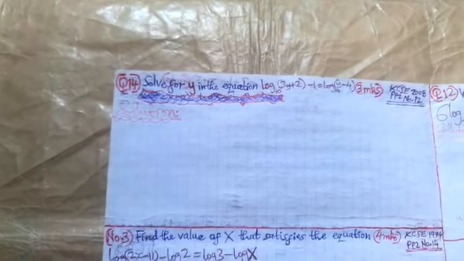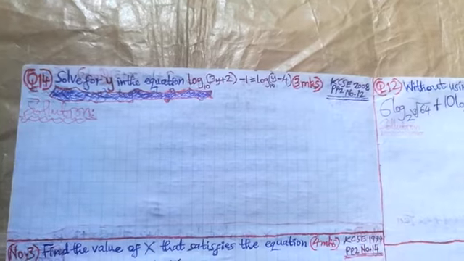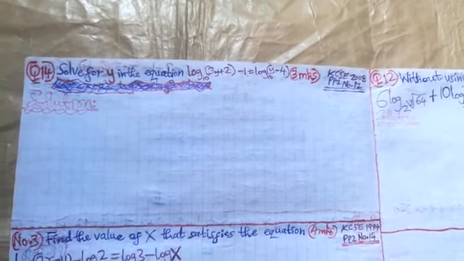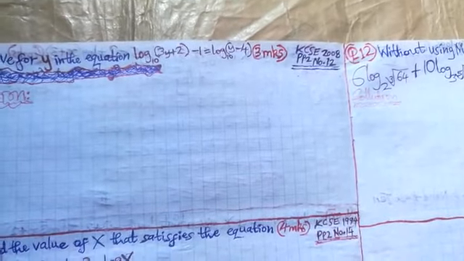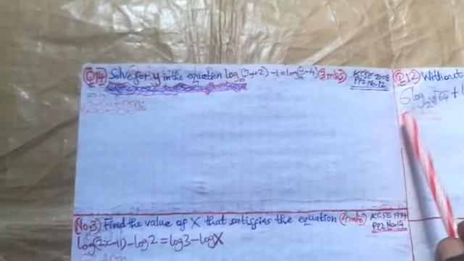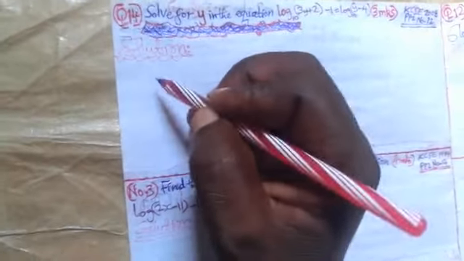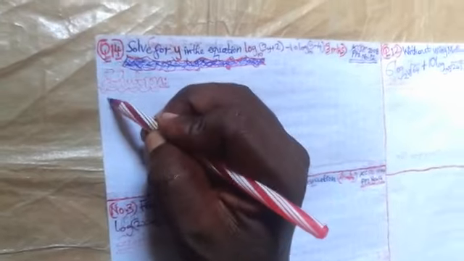Question number 14 states: solve for y in the equation log (3y + 2) - 1 = log (y - 4), 3 marks. This was KCSE 2008, paper 2, number 12, question number 14. So for this question, we are going to solve for y.